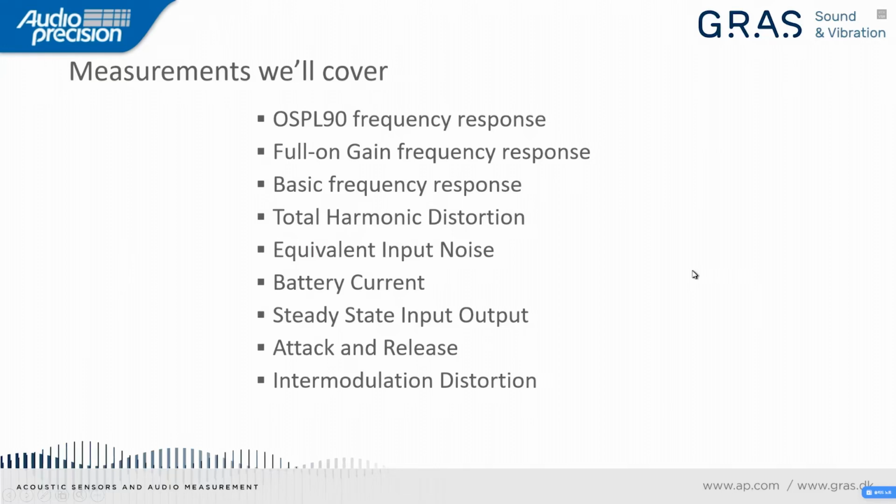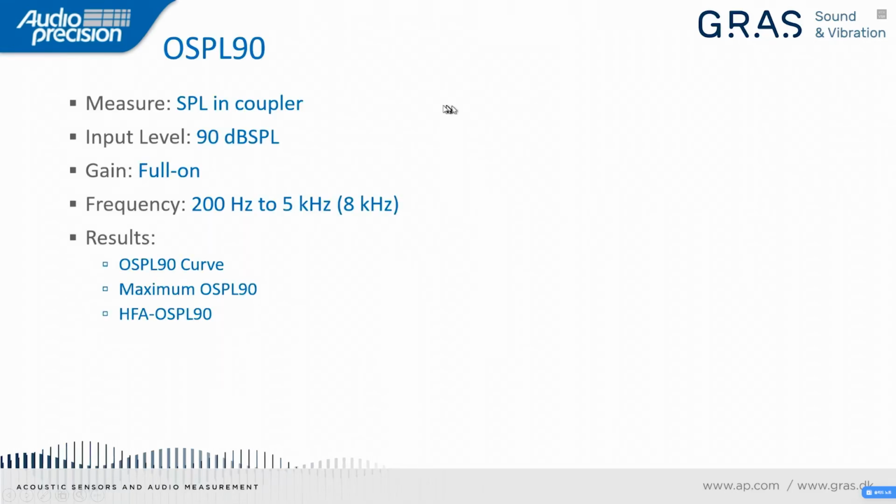OSPL 90 stands for output sound pressure level for an input sound level of 90 dB SPL. For most of these measurements, we measure the sound pressure level in the coupler. The input level in this case is 90 dB SPL. The gain of the instrument, the hearing aid, is at full-on gain, or maximum volume. The frequency range is 200 Hertz to 5 kilohertz for the production test standards, and extends up to 8 kilohertz for the Part 0 or R&D standard.